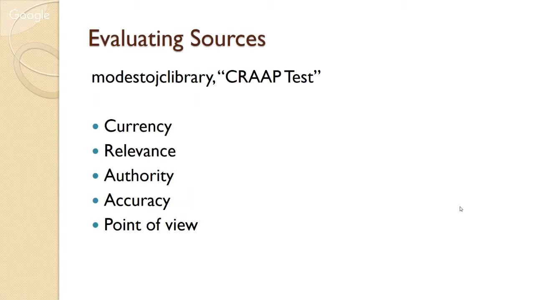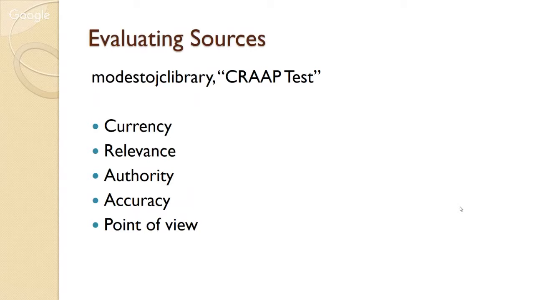Okay, so the CRAP test. CRAP is the criteria that you will use when it comes to evaluating sources. CRAP is an acronym, which means that each letter of the word is the initial for another word. In this case, currency, relevance, authority, accuracy, and point of view.